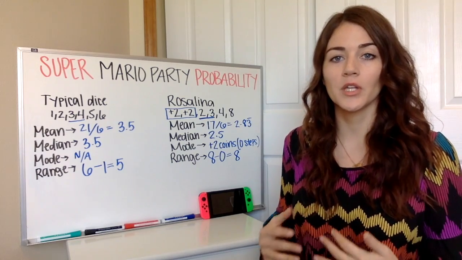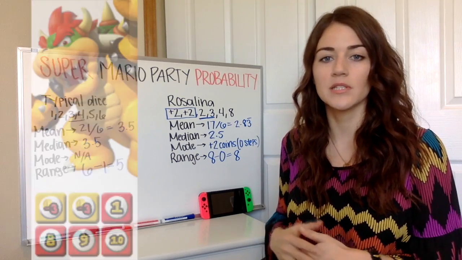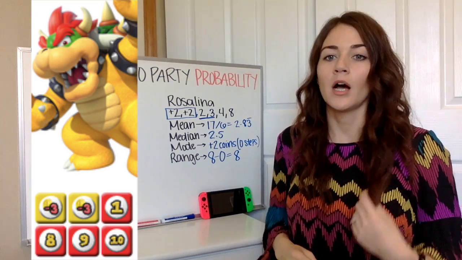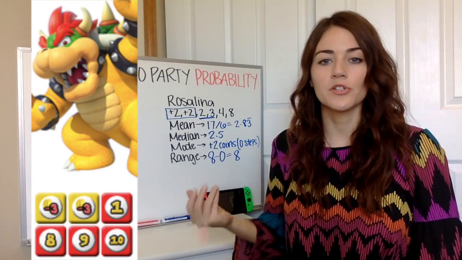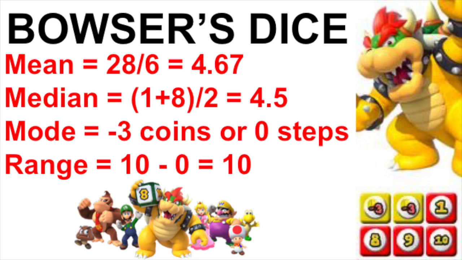and pause the video here, and try to do the same thing for Bowser's dice. So go ahead and pause, and then when you resume, the answer will be on the screen. As you can see, I added up 1 plus 8 is 9, plus 9 is 18, plus 10 is 28, divided by our 6 options to get 4.6 repeating.